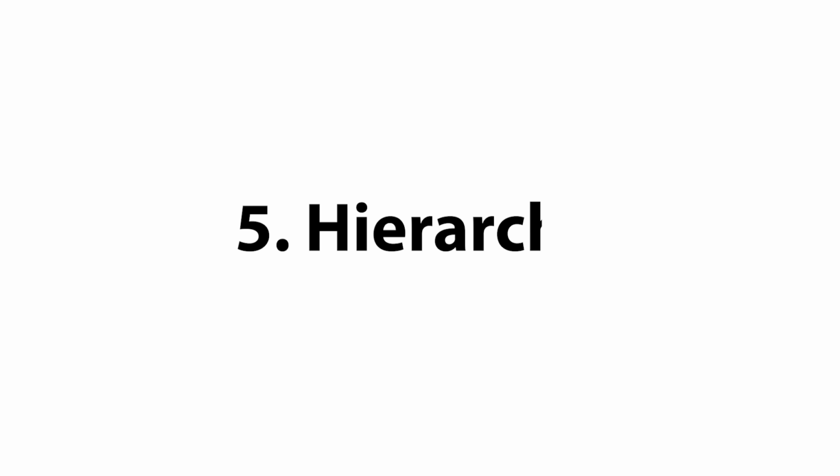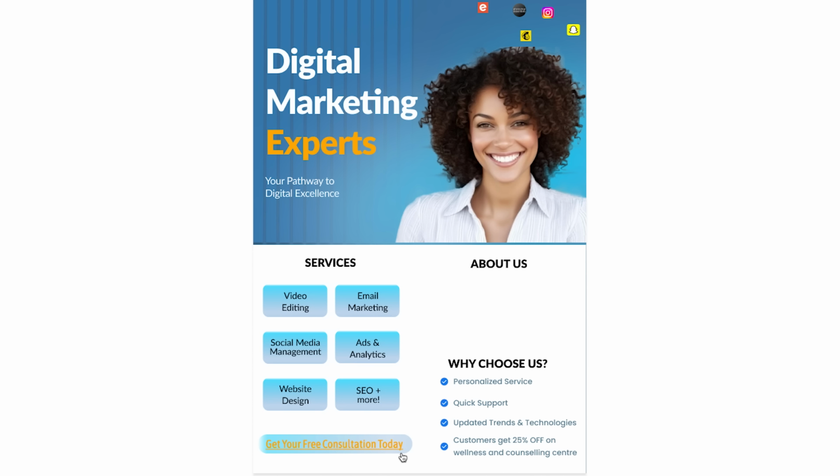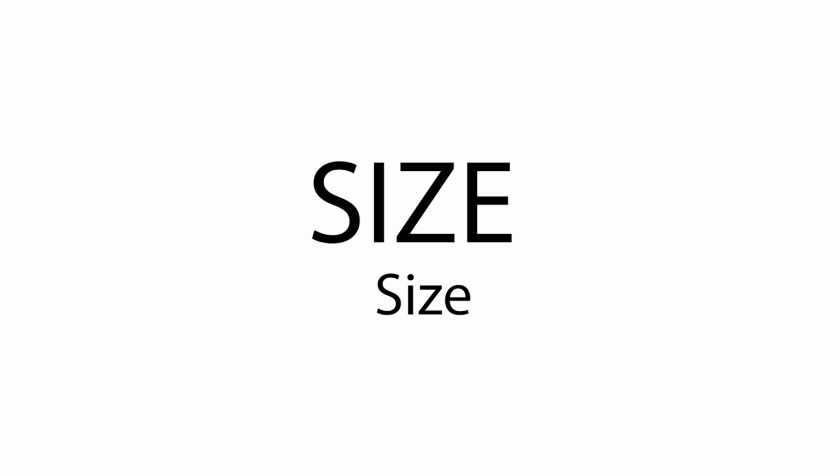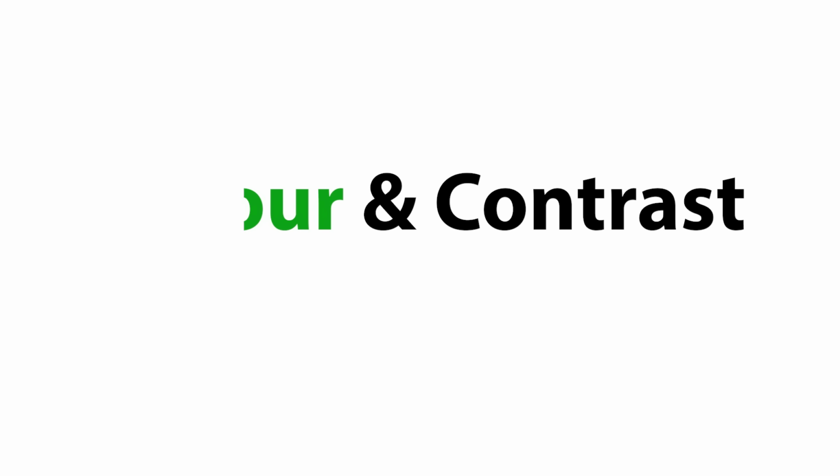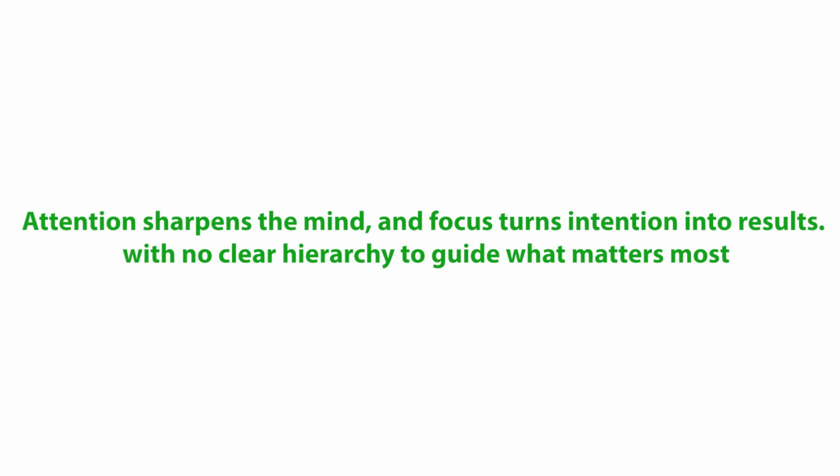The 5th one is hierarchy. Hierarchy is simply showing what is of importance. Hierarchy tells the viewer what matters most. It answers the question, where should I look first? You can create hierarchy using size, either big versus small, width, bold or light, color and contrast, placement and spacing. Without hierarchy, everything screams for attention. When everything screams, nothing is being heard.